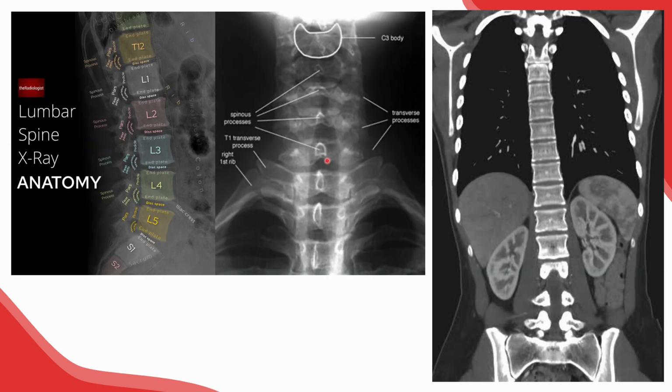The best way to view bone is via CT. So this is a CT scan, and we can see the vertebral column nicely. This is a lumbar X-ray, and this is a cervical thoracic X-ray.